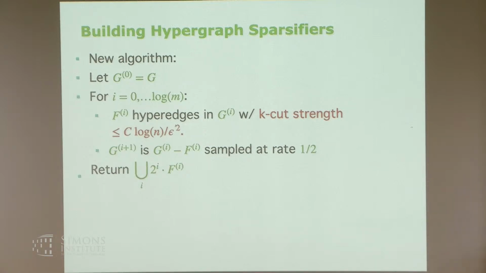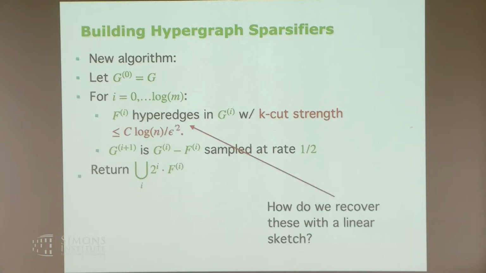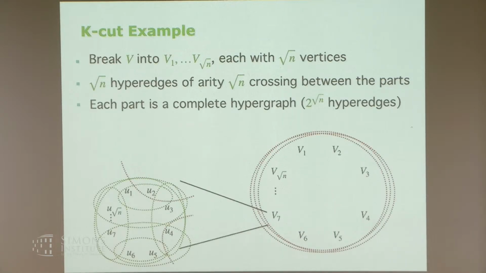And hopefully the correctness of this is clear, because it's really the exact same thing that we did before, except now instead of using Karger, we're just using Kent's work. But this leaves an elephant in the room. How do we actually recover these edges with small k-cut strength in a linear sketch? I won't be able to go through all the details, but I hope to present a single example where some of the complexities will appear, and which will also motivate the key technical tool that we introduced to overcome this challenge. And that's this example.